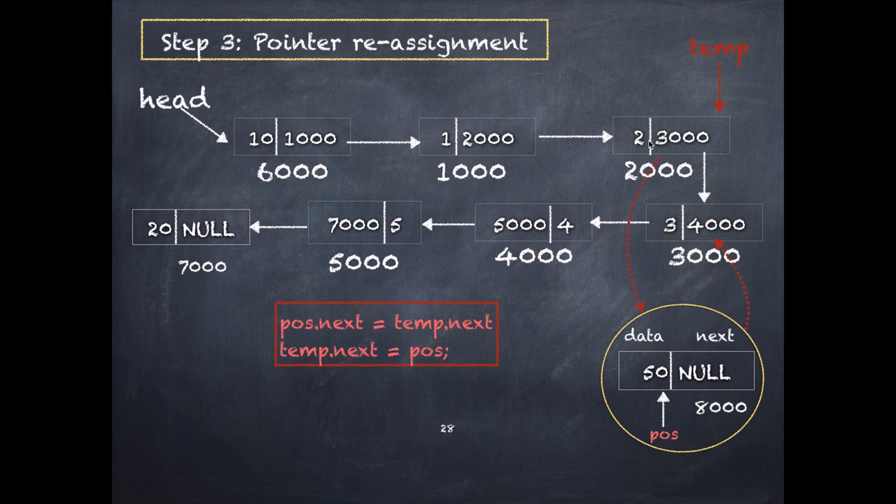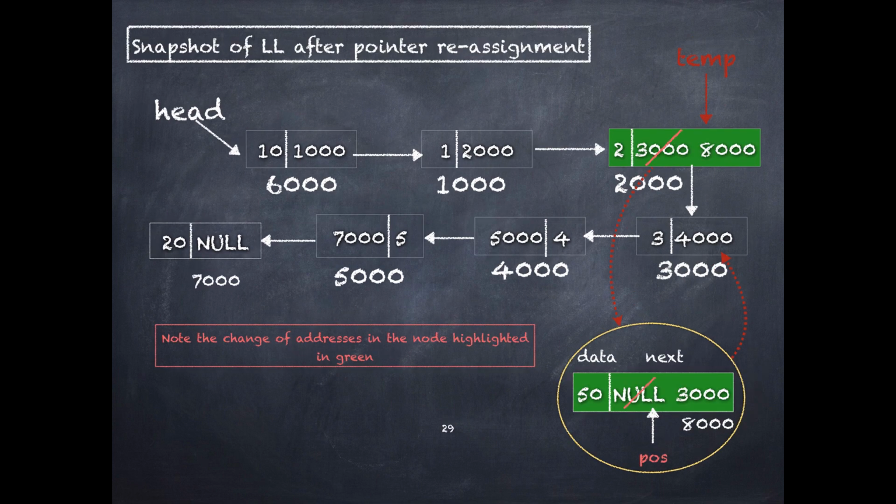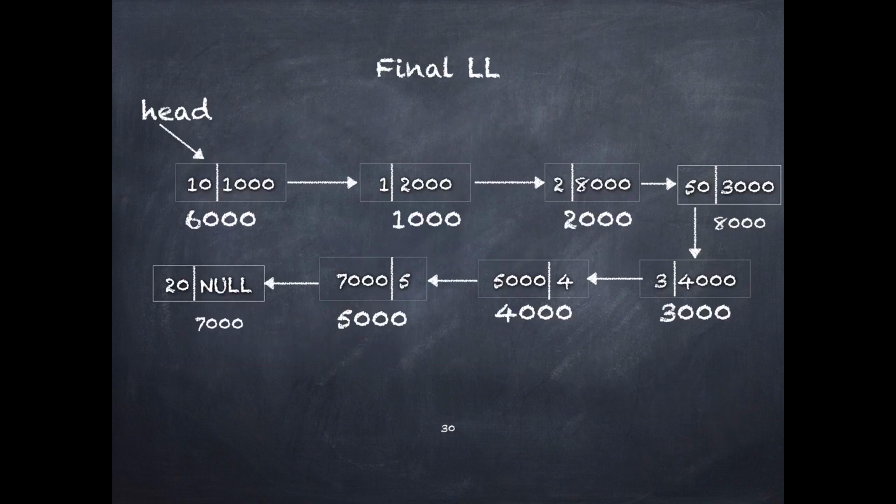So once it is done, what is the status? This 3000 will be updated to the address of this node, that is 8000, and this null will be updated to 3000. Let's see that. You can see that 3000 is updated to 8000 and this null is now updated to 3000. Note the changes of the address in the node highlighted in green. Okay, is this clear? So that will be our final linked list head.